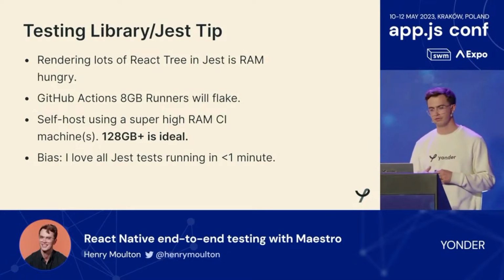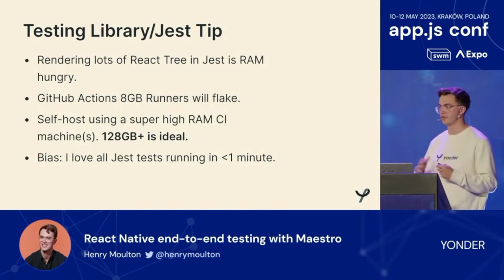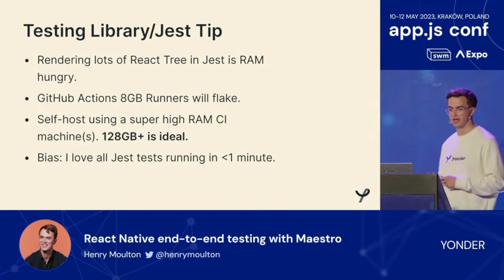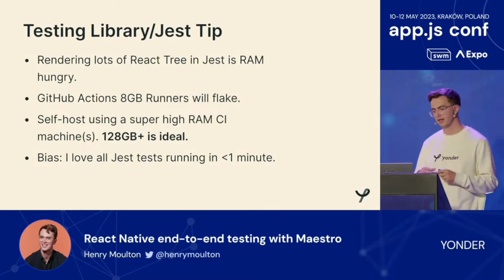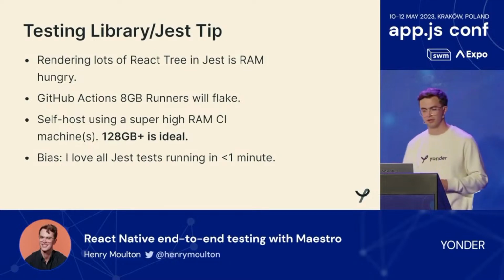You don't have to use AWS or GCP. You can just buy a machine or get a dedicated server, set up a GitHub self-hosted runner, and just use that. And then as a result of that, you get all of your tests running in less than a minute.